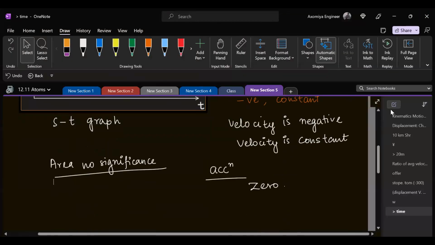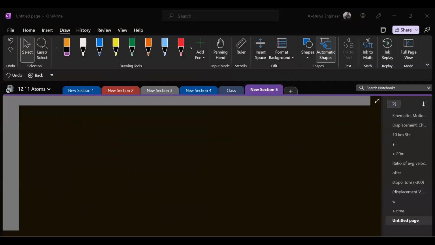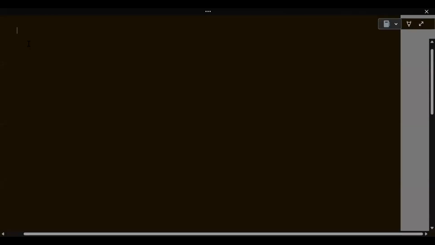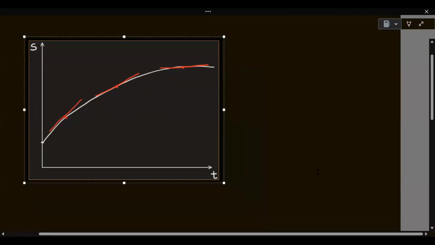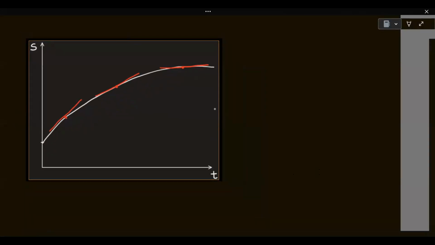Okay, let's do more questions. Let's do some fancy questions. It's not really fancy, it's part of this only, but I want to see whether you are able to crack this. Okay, guys, talk to me about this. The x-axis is time and the y-axis is displacement. So this is a displacement-time graph.